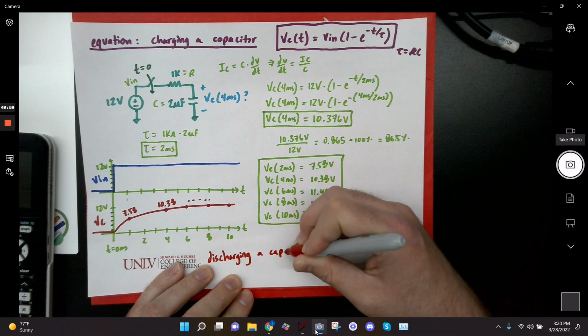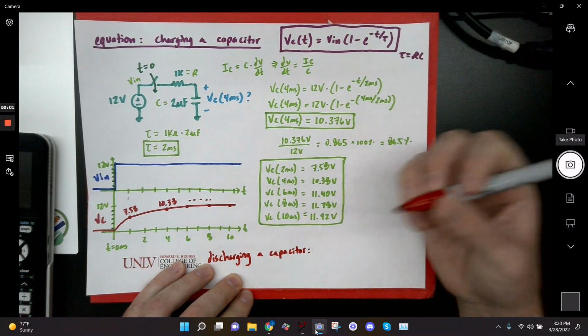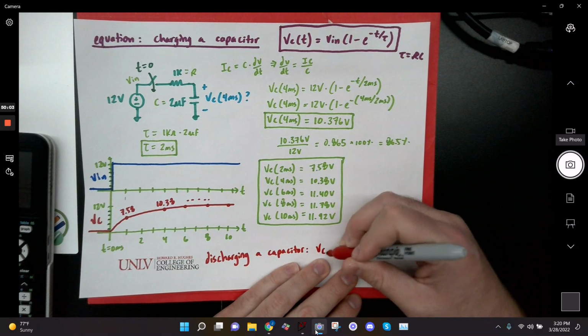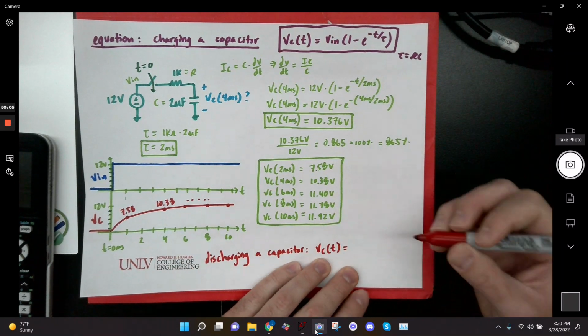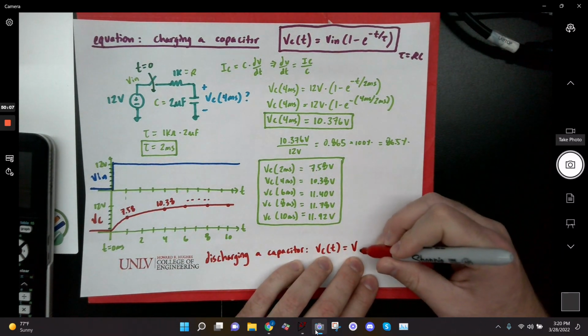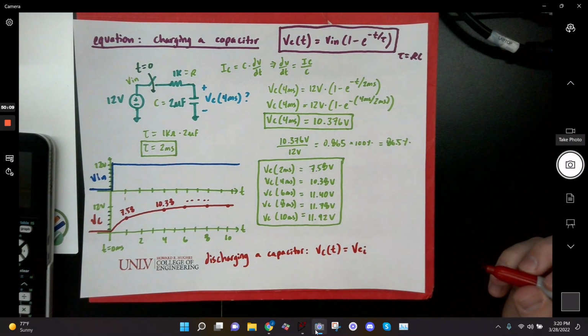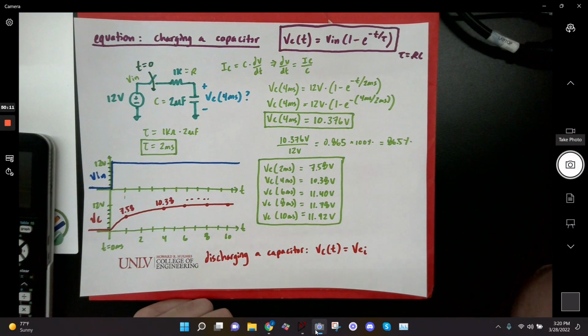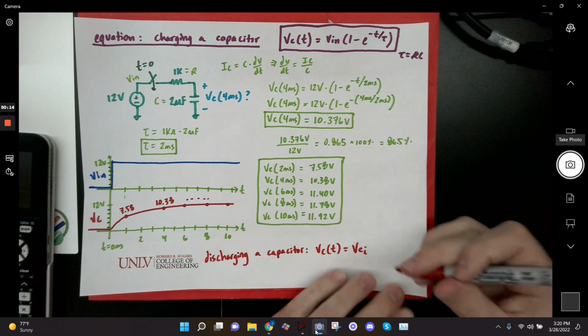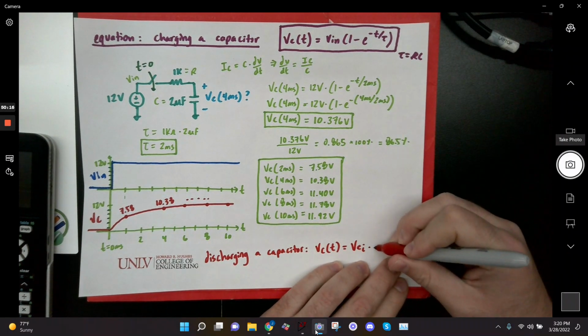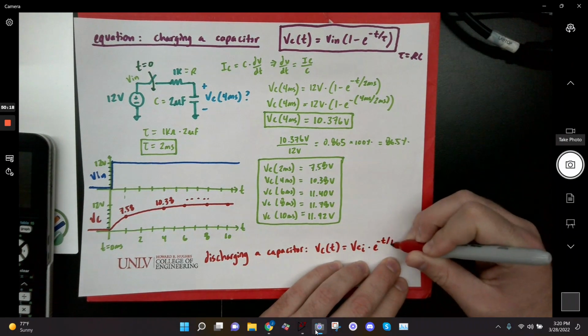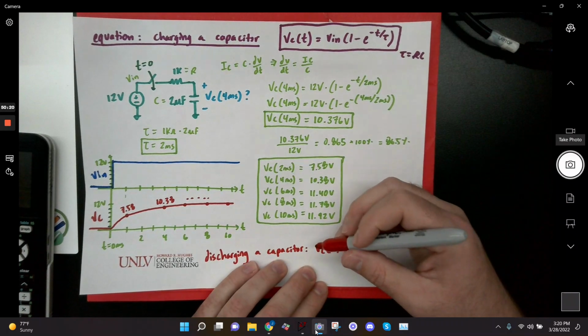A capacitor. So in this case, VC of t is basically equal to my initial value that's stored on the capacitor, so I'll call it VCI. That's the voltage initially on the capacitor, times e to the minus t over tau. There's no 1 minus.